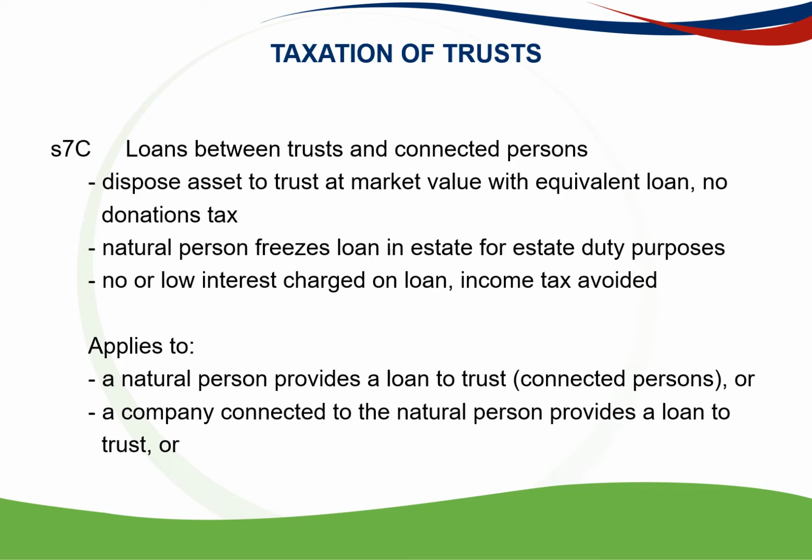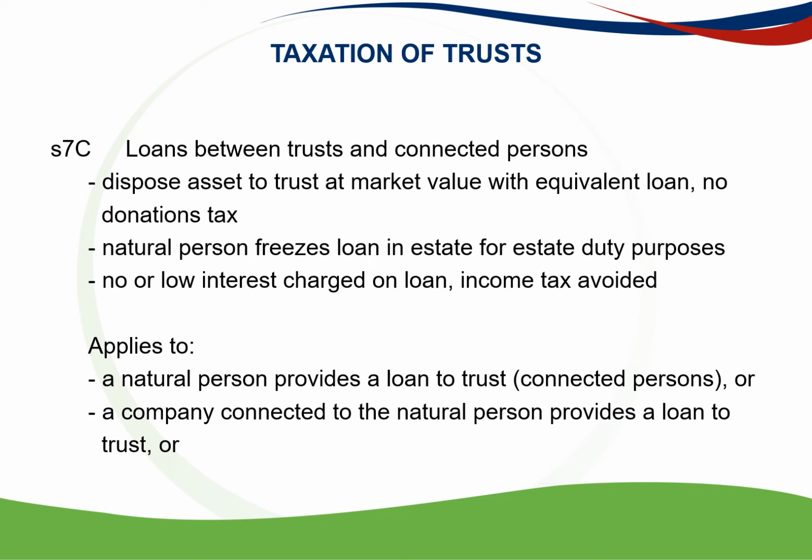So for estate duty purposes, that 1 million rand loan is frozen, whereas the listed shares in the trust, the value can increase to say 1.5 million rand or 2 million rand. So that person that sold the shares won't include that 1.5 or 2 million rand in his or her estate for estate duty purposes, therefore saving estate duty. And if the loan to the trust does not bear any interest or low interest, then income tax is also avoided. So that's why this section was brought in to try and curb this situation.